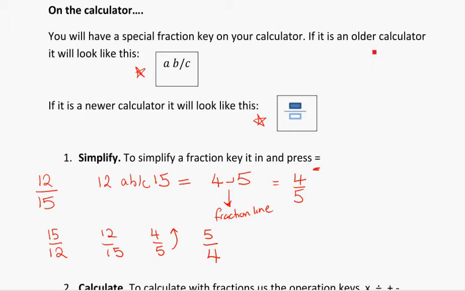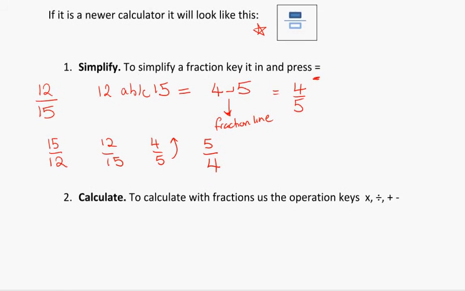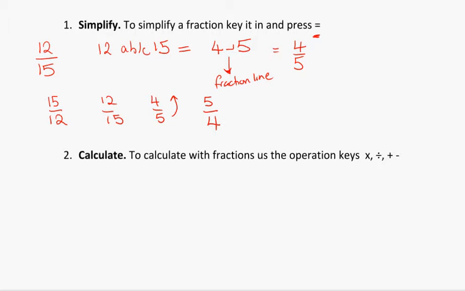Now, how do you calculate with fractions? You just use the same operation keys as you've been using and key in your fraction. For example, let's go with 2/3 times 3/4. So with the older calculator, 2 ABC 3 times 3 ABC 4, and the calculator will give you something that looks like that. And you know that that is 1/2.